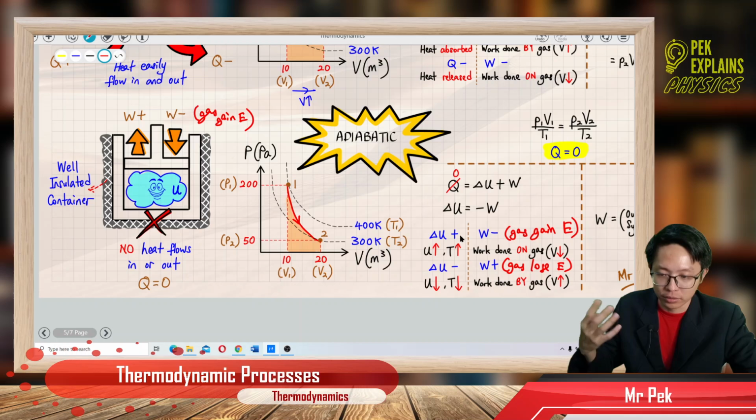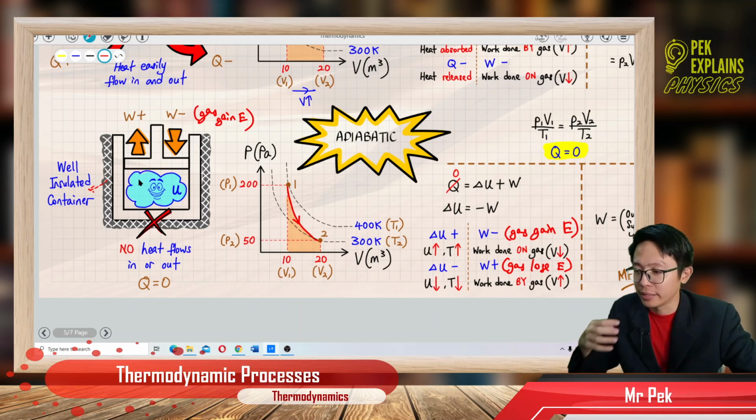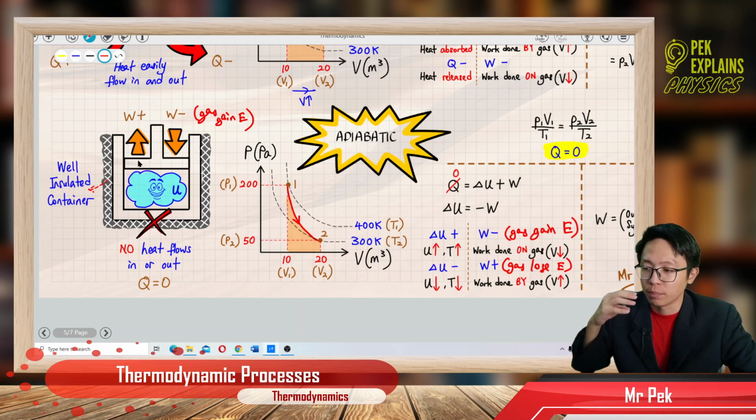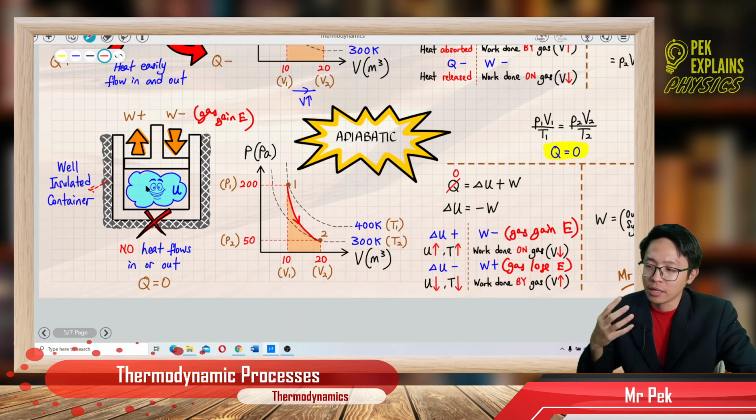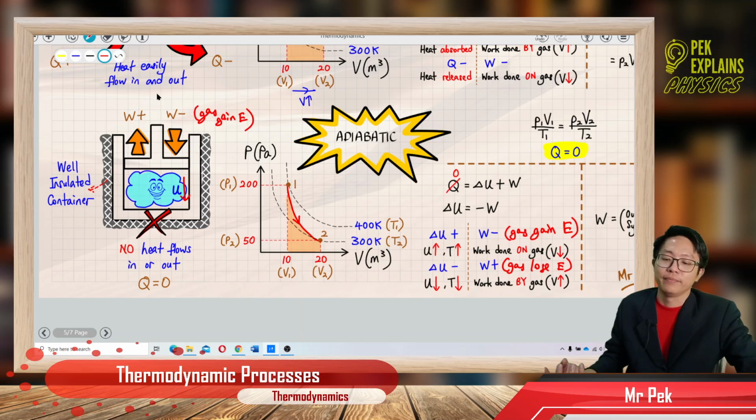Last time it became hotter. This time, when the gas does work, it loses energy. Why does it lose energy? Because the gas uses up its own internal energy to do the work. So its internal energy will decrease, and its temperature will decrease. So when the gas does work by pushing the piston up, it's actually using its own internal energy to push the piston up, so it loses its own internal energy.